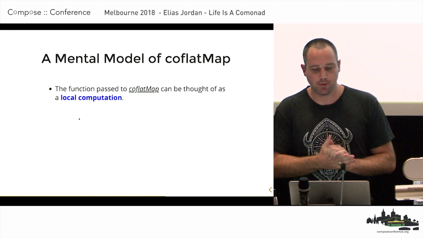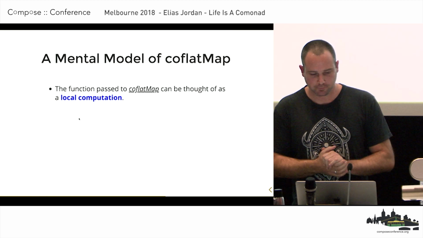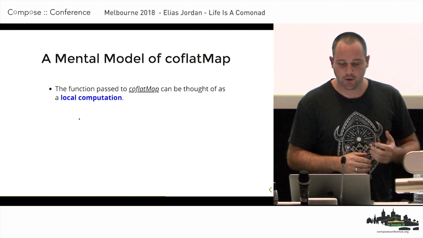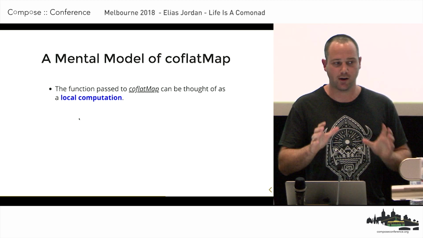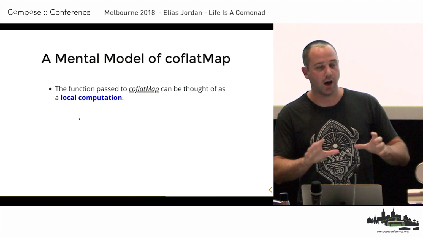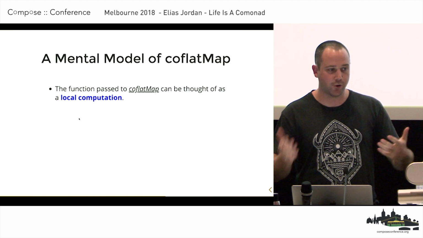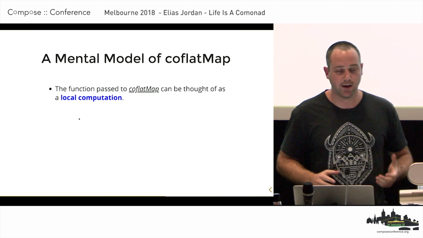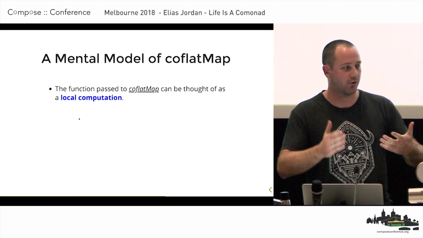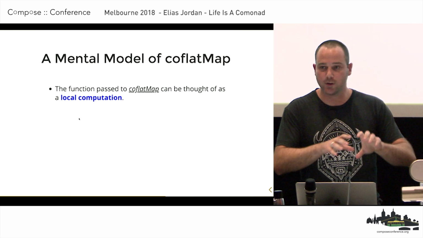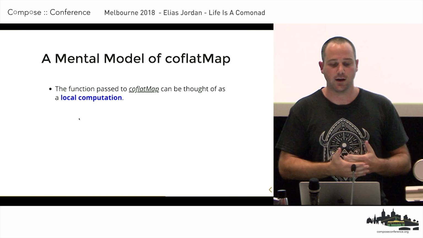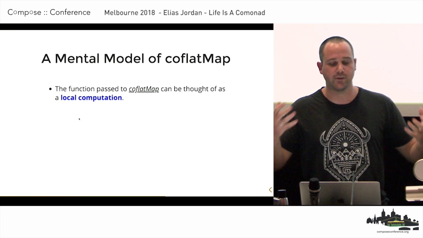So let's build up a mental model of how co-flat map works. The function passed to co-flat map can be thought about as a local computation. Since it's receiving a copy of our data structure with the focus set on some individual element, it can compute a new value relative to that current focus. It can use some of our movement operators to move left, move right, move up, move down, and compute some new value based on that.